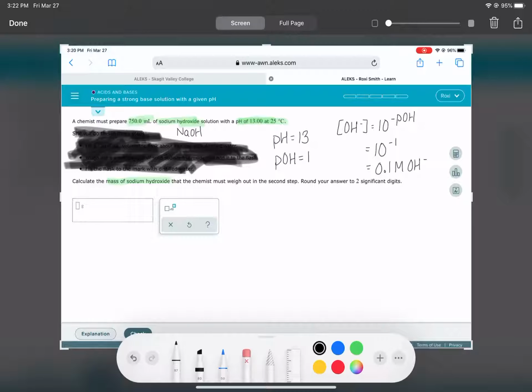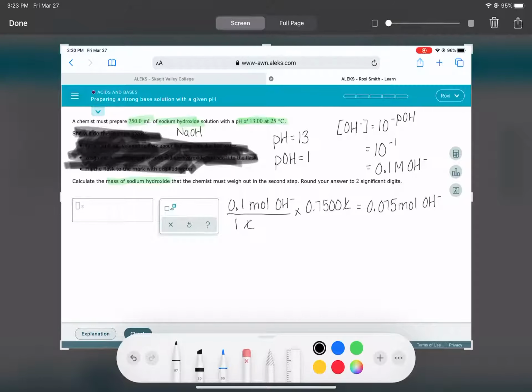So we know that we need to have 0.1 moles of OH minus for every liter of this solution. We also know from the problem that we're trying to make 750 milliliters, or 0.75 liters. So that's going to tell us how many moles of OH minus we need. 0.075 moles.